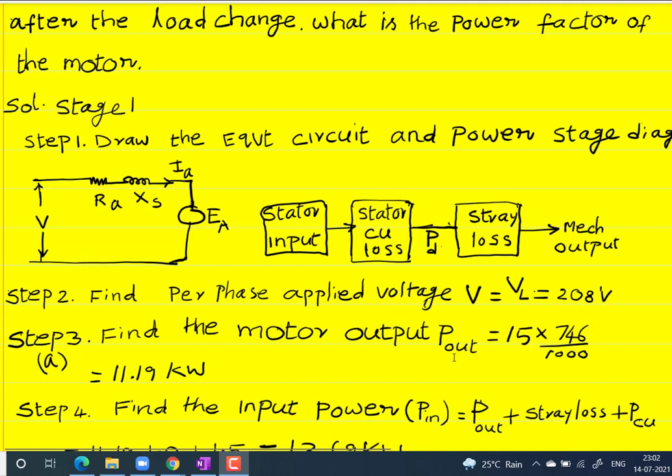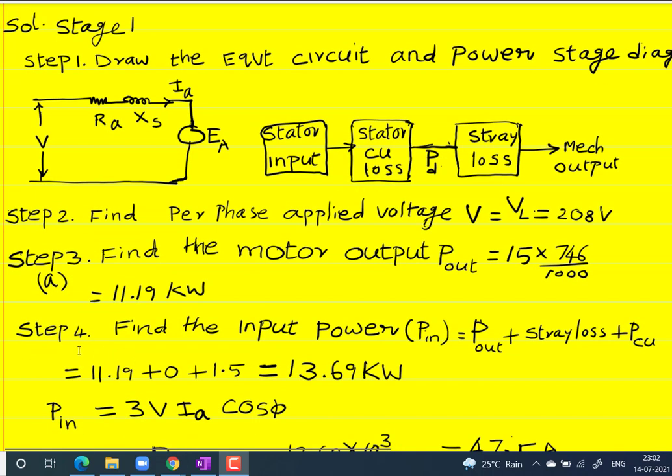Step 3, find the motor output. The load being driven is mentioned as 15 HP, and we know that each HP is equal to 746 watts. We want to convert this into kilowatts, so 15 into 746 divided by 1000 will give us the motor output in kilowatts. So we are considering part A.